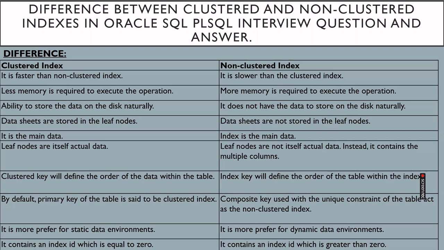The clustered index is more preferred for a static data environment. The non-clustered index is more preferred for a dynamic data environment. A clustered index has an index ID equal to 0. A non-clustered index has an index ID greater than 0. So these are the important points. I will also provide them in the description.